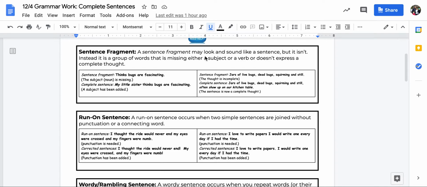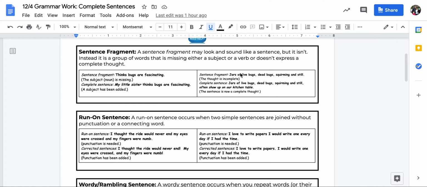So in this particular case, this is a sentence predicate. Thinks bugs are fascinating. The question that I'm asking myself is, who thinks bugs are fascinating? So this is missing the subject or the noun. And in order to make it into a complete sentence, I need to add in my who. So my little sister thinks bugs are fascinating. This corrects it.